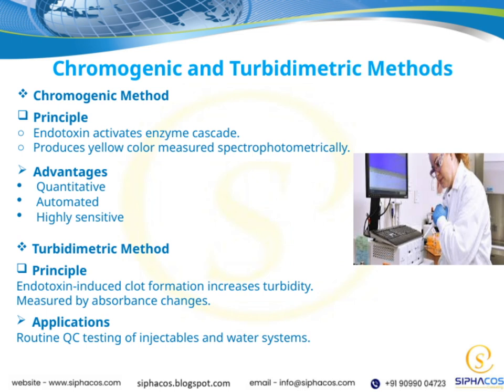On the other hand, the chromogenic method relies on an enzyme cascade activated by endotoxins, producing a yellow color we measure with a spectrophotometer. This method is quantitative, automated, and highly sensitive. Both have their place in ensuring safety.